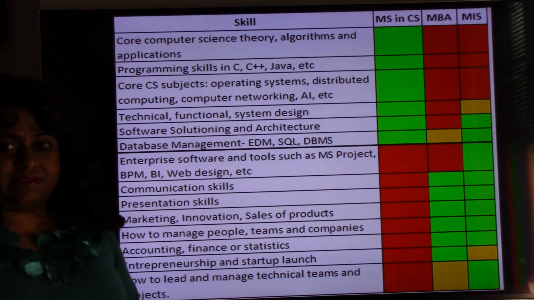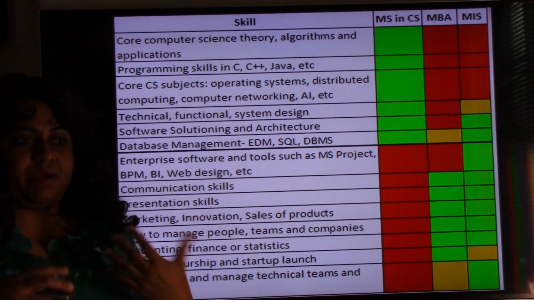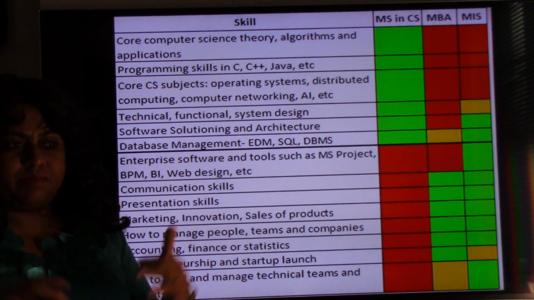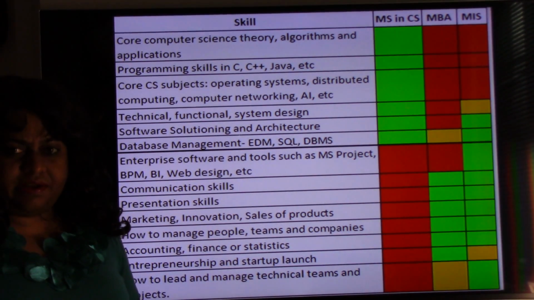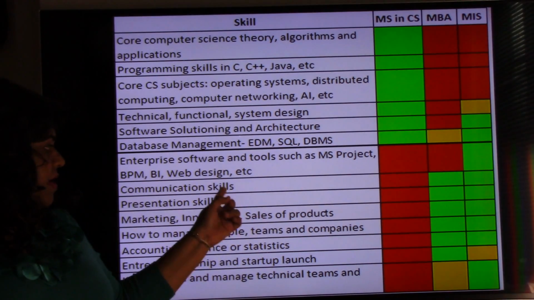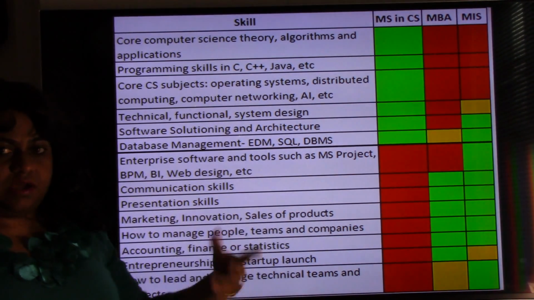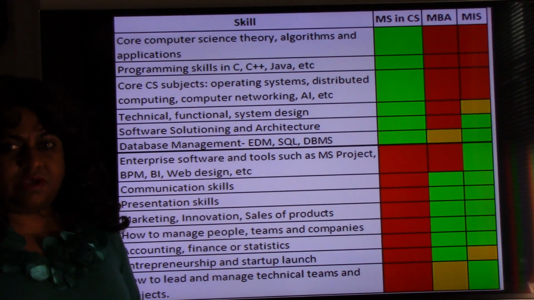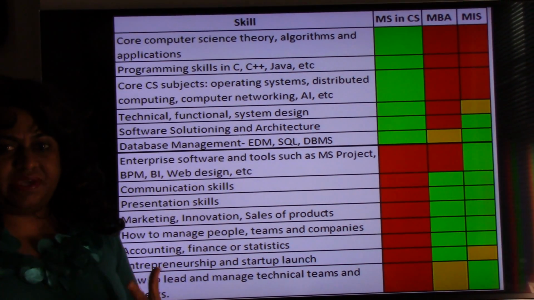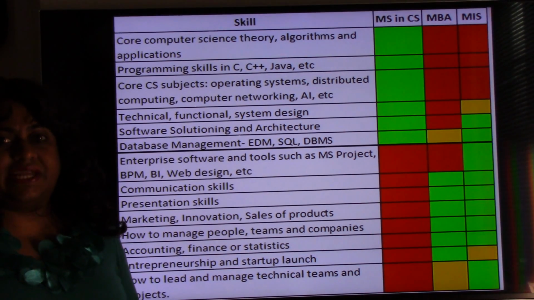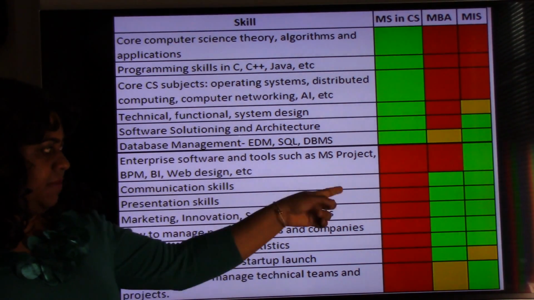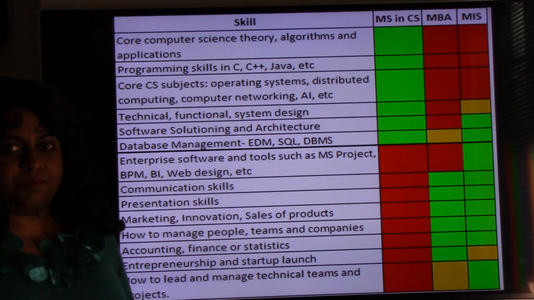So communication skills. If you want to be an expert in making presentations and how to talk and how to lead meetings and manage projects and people, and if that is your ambition, then your best bet is to do an MBA or an MIS. In MIS, you have a few courses on business communication. So MIS is okay, but MBA, the emphasis is on teamwork and presentations and leading meetings and stuff. So to improve your communication skills, MBA and MIS are better suited.